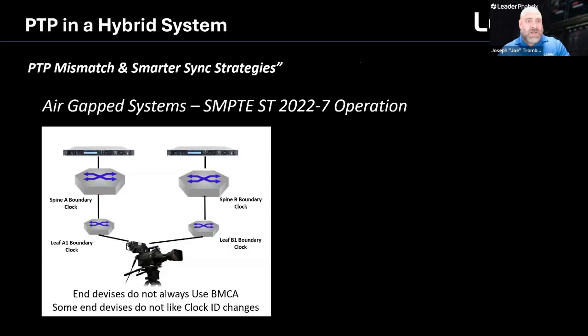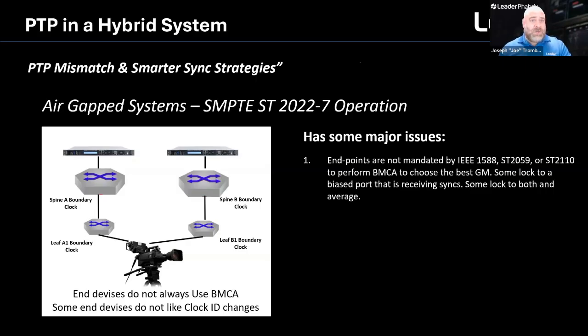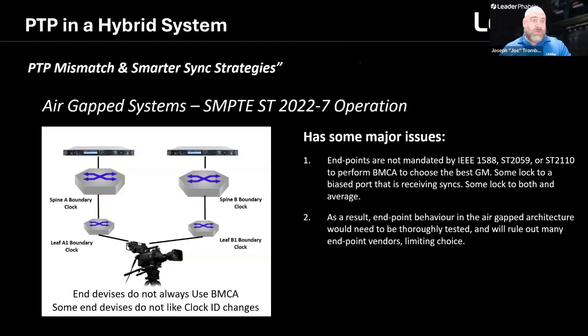So here we're looking at air-gapped ST 2022-7 style thinking and why PTP can get awkward in hybrid systems. The main issues are that endpoints are not necessarily mandated to use the BMCA the same way. Some can lock to a biased port, some average, some dislike GMID changes, and split-brain timing between red and blue can become a real risk.